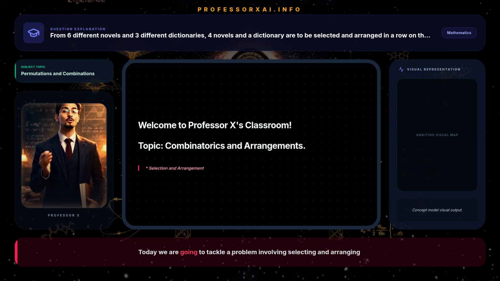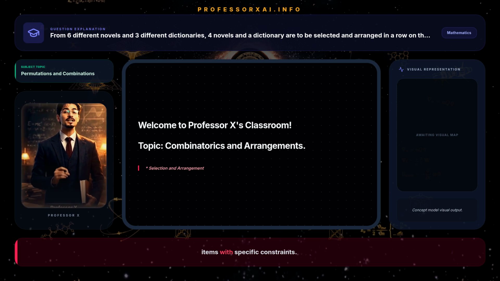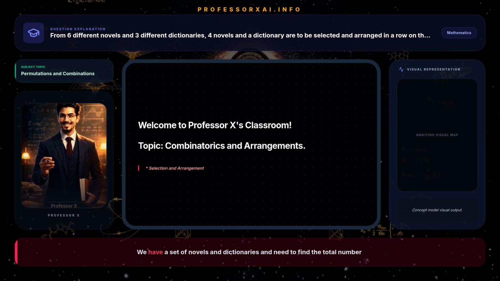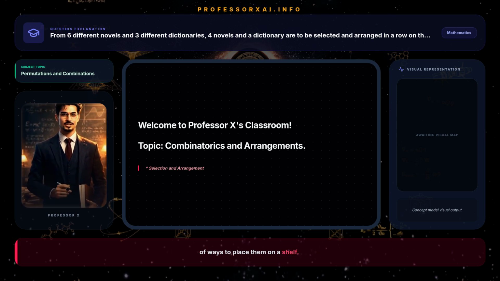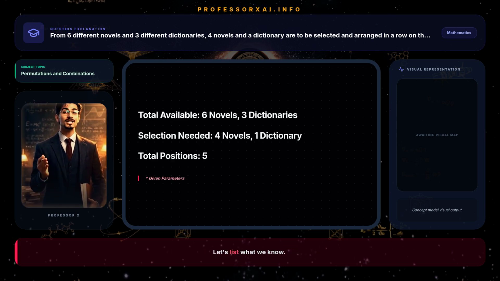Hello, today we are going to tackle a problem involving selecting and arranging items with specific constraints. We have a set of novels and dictionaries and need to find the total number of ways to place them on a shelf. Ready to dive in? Let's list what we know.